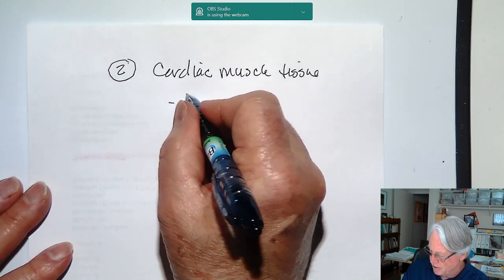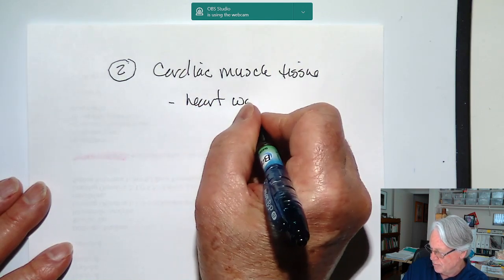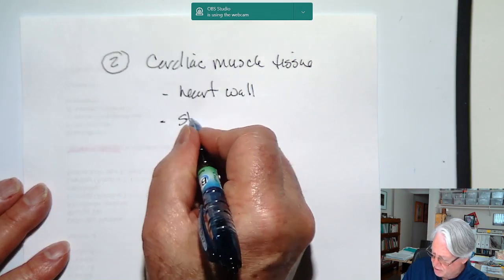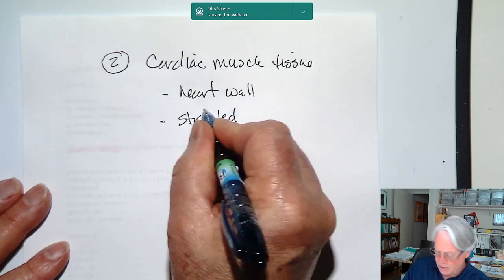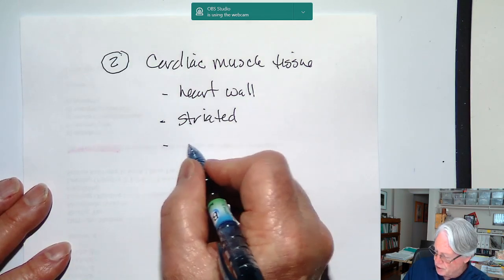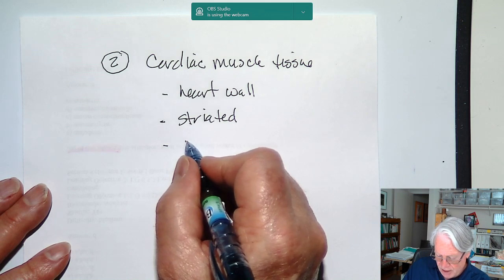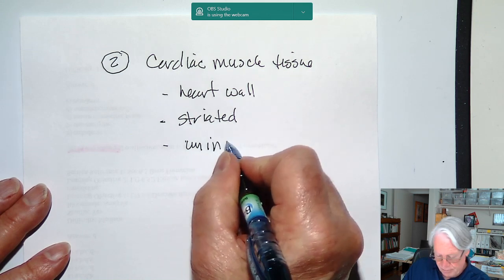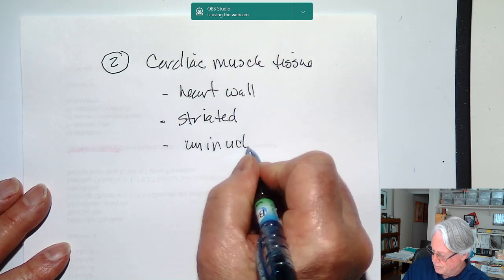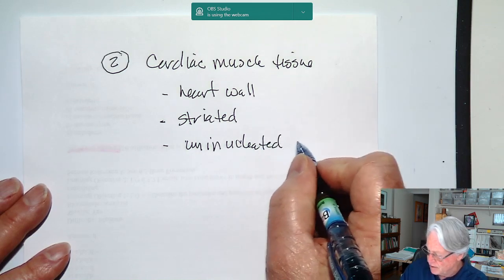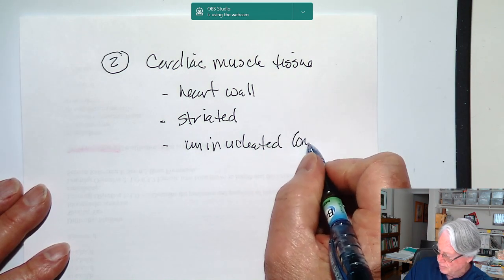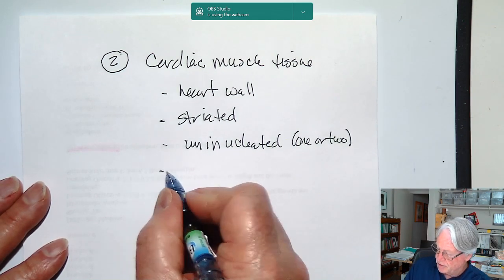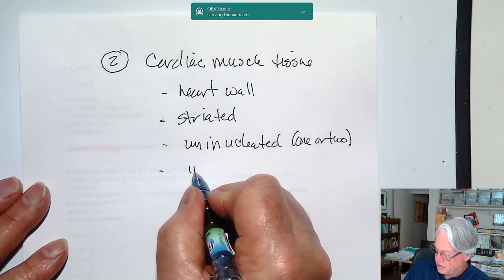This is found in the heart wall. In fact, it makes up most of the heart wall. It is also striated. It is uninucleated, and that is 1 or 2 nuclei at the most. It is involuntary.